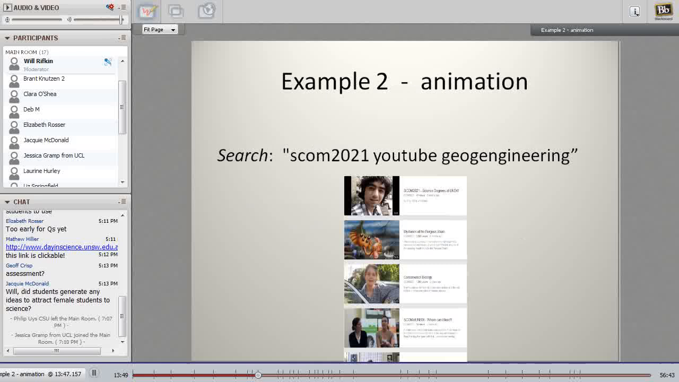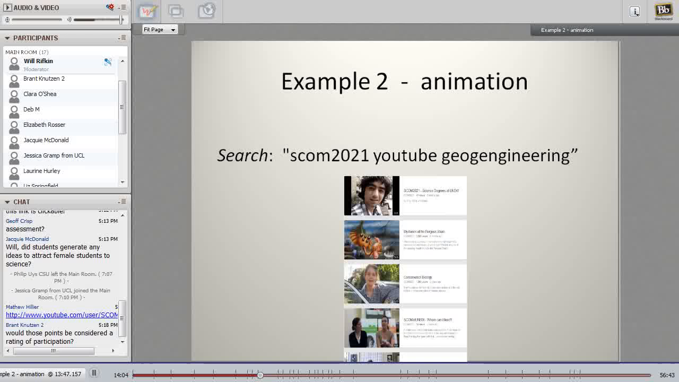So an example we've got that you could look at, you could Google and maybe open it in another window, is a short video animation on geoengineering. That is how scientists could shoot umbrellas into space to protect the Earth from global warming and a variety of other strategies.